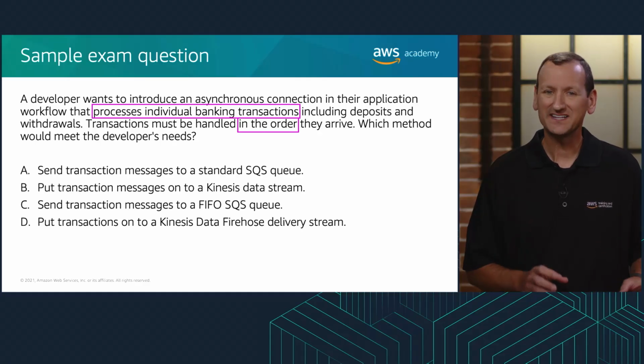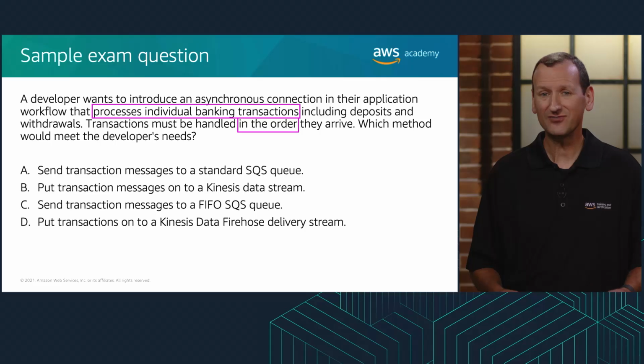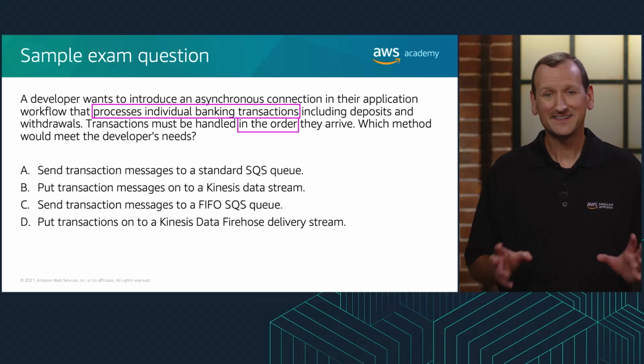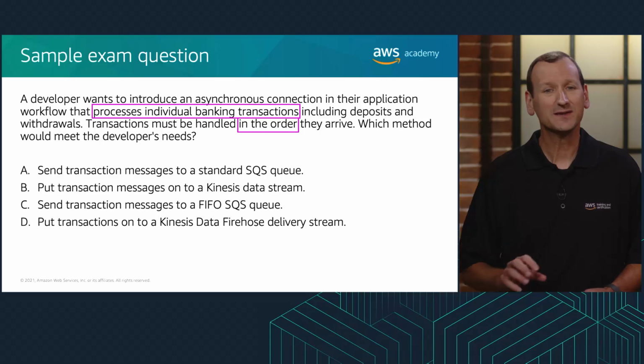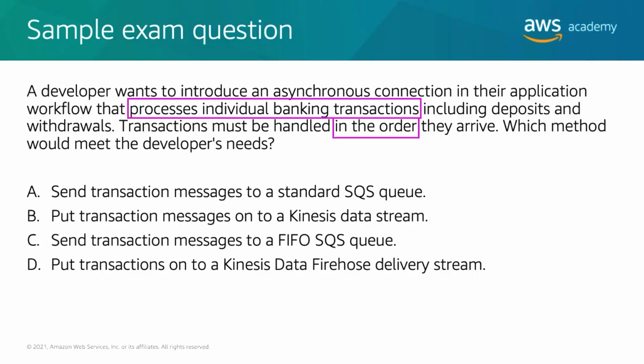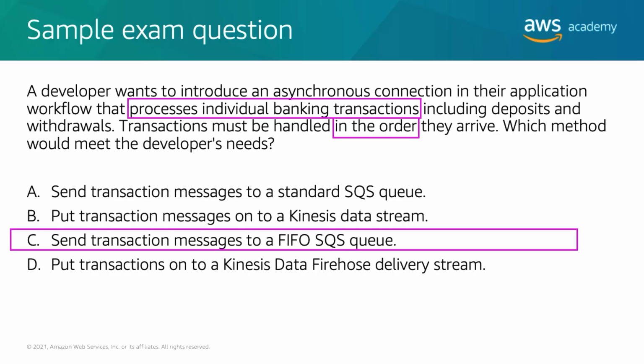Finally, using a Kinesis data firehose delivery stream. Again, the requirement is to process individual records, so a stream is not the best solution. The correct answer is C. The description of individual transaction processing implies that you need a queue. To ensure in-order processing, you need a FIFO queue instead of a standard queue.